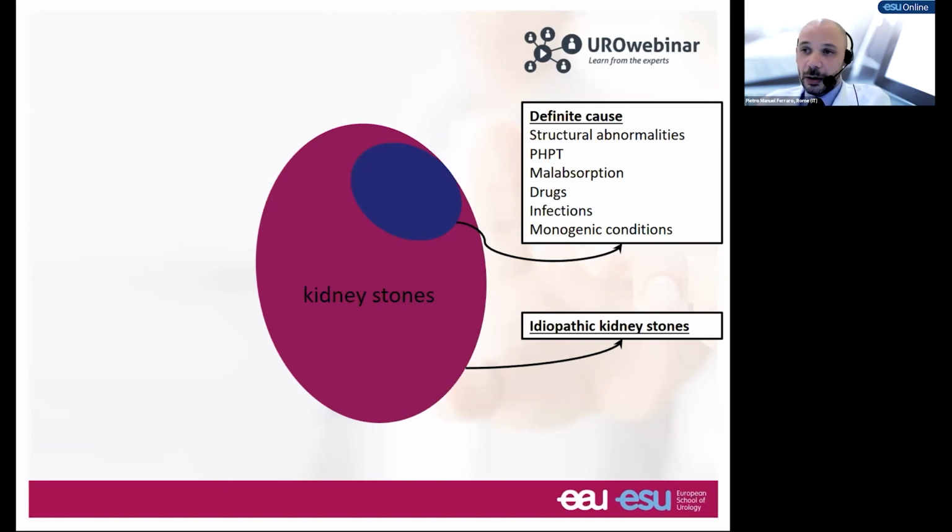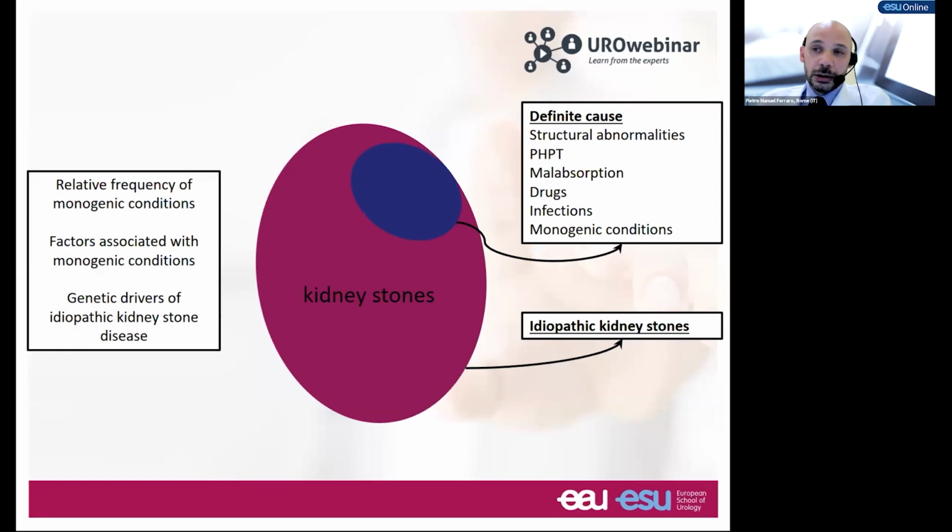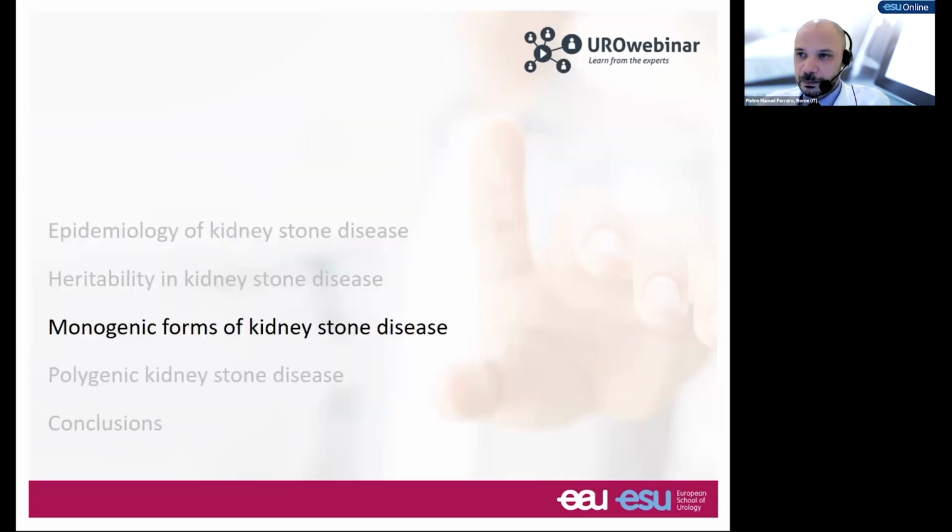So our role would be to focus on the relative frequency of monogenic conditions, and I will show you some relatively recent data. Then to investigate factors that might be associated with monogenic conditions, thus increasing the likelihood of diagnosing them. And finally, we might want to investigate the genetic drivers of the remaining large group of idiopathic kidney stone disease.